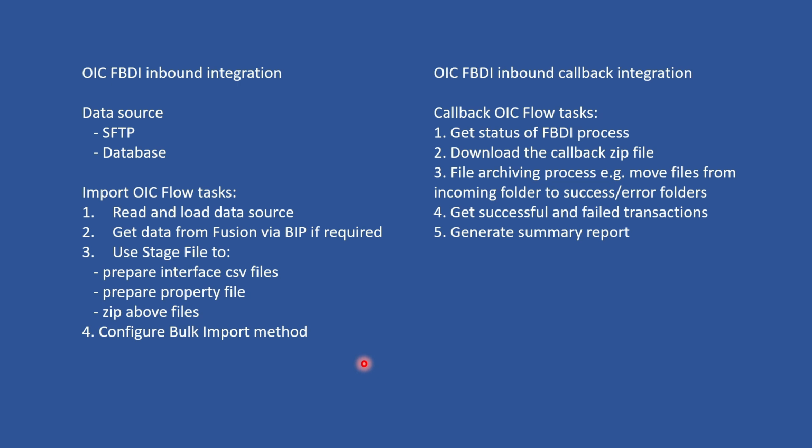So for inbound integration, this is a high-level description of the things that we need to do in OIC. The first thing is that we need to read and load the data source. And this can come from multiple channels. It could be from an SFTP server. If the data is coming from an SFTP server, it is typically in the form of flat files, for example, CSV files prepared according to the FBDI template.